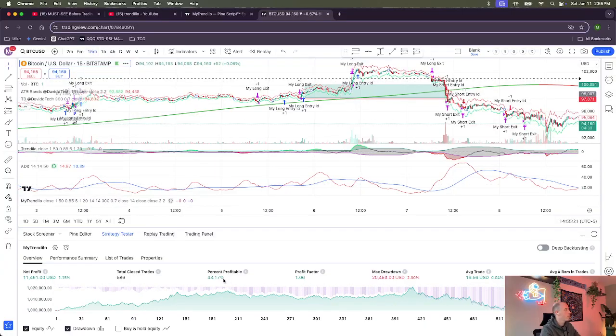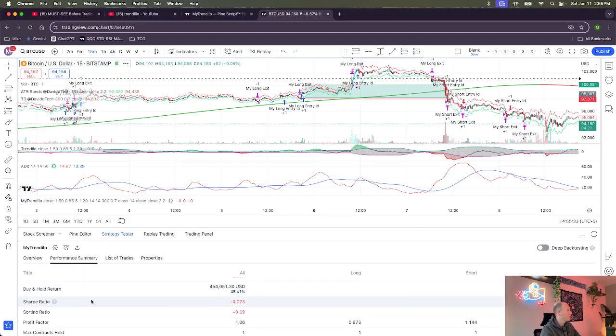So you see 43% profitable, 1.0 profit factor, max drawdown 2%, a total of 586 trades, and not the best looking equity curve. The Sharpe ratio is negative, and so is the Sortino score. You try to get a Sharpe ratio as close to 1, and 3 or 4 is usually a good one. So it's not very good.